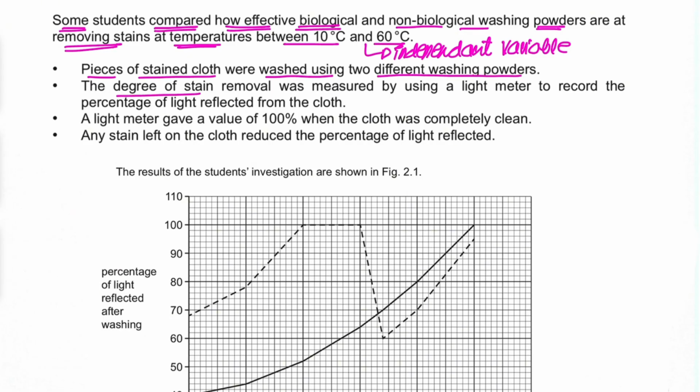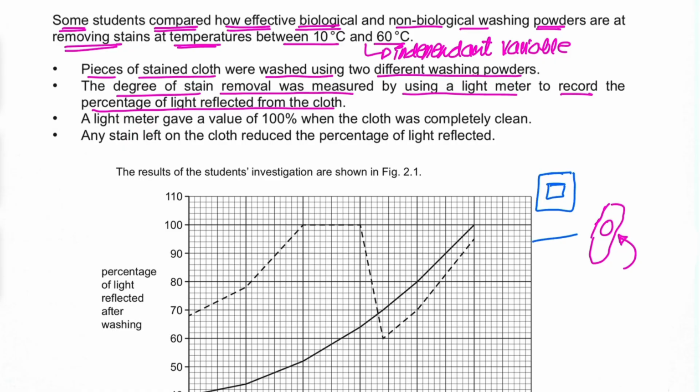The degree of the stain removal was measured by using a light meter to record the percentage of the light reflected from the cloth. Like I have got this piece of cloth and this would have some stain. I would use some kind of biological or non-biological washing powder. Then we would have a light meter here and we would throw the light on it. And if 100% of the stain were removed, then ultimately the light meter would have a value of 100%. That is an indication that the stain has been completely cleaned.